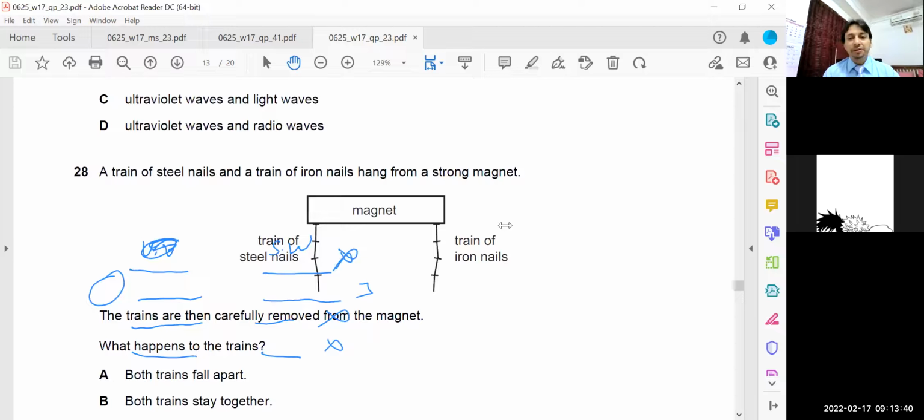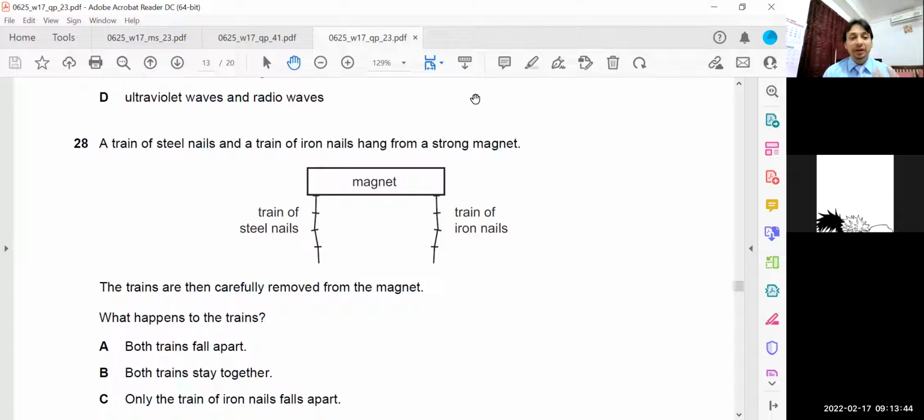Question number 28. A train of steel nails and a train of iron nails hang from a strong magnet. The trains are then carefully removed from the magnet. They are in contact with a strong, powerful magnet. What happens to the trains when they are removed carefully?